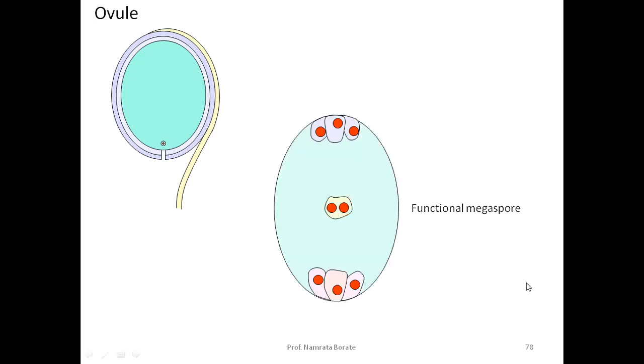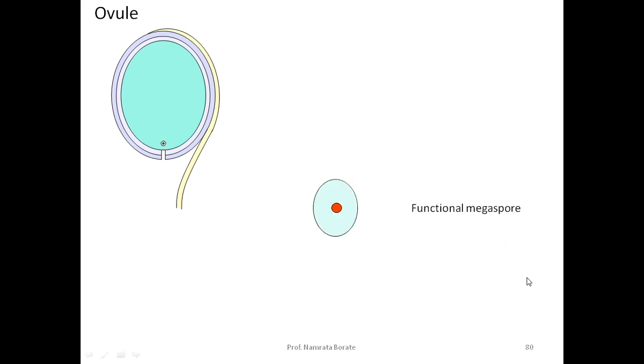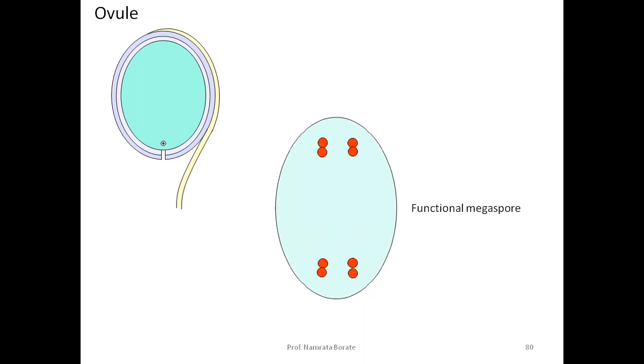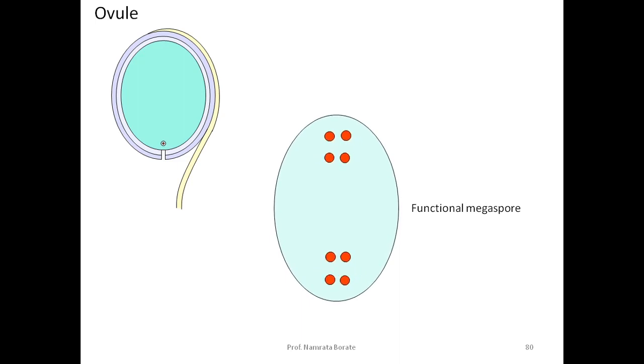This functional megaspore undergoes the first mitotic division, forming two nuclei, one at each pole. It again undergoes a second mitotic division, forming two nuclei at each pole. Then it undergoes a third mitotic division, forming four nuclei at each pole. One nucleus from each pole migrates towards the center and forms the polar nuclei.